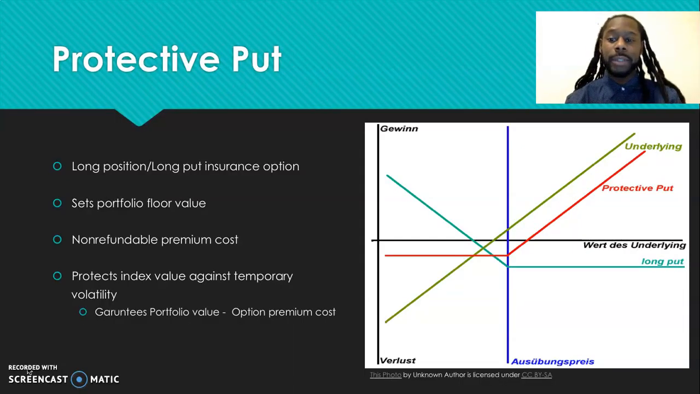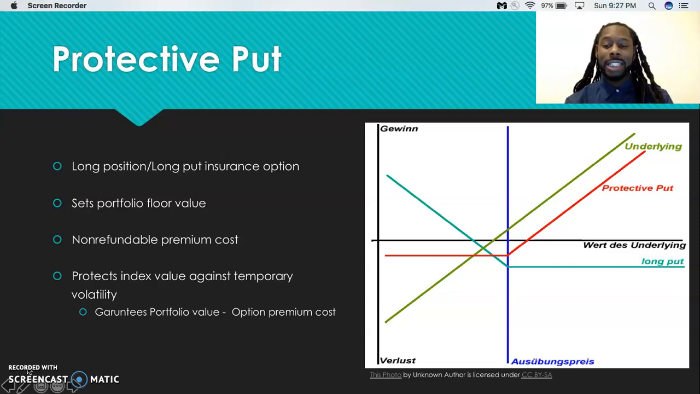A protective put is basically a long position or long put insurance option. These options are purchased on your stock and set a portfolio floor for the value of how much your portfolio is worth. The premium that's going to be charged for each of these protective puts will be a non-refundable fee. If your portfolio does increase in value, you will still be responsible for paying that premium. Even if your stock decides to depreciate, you will still be responsible for paying that premium cost.